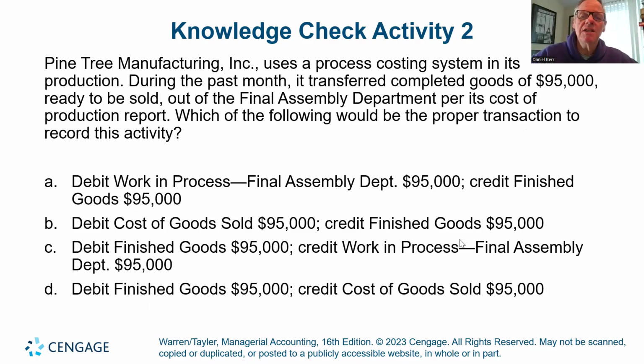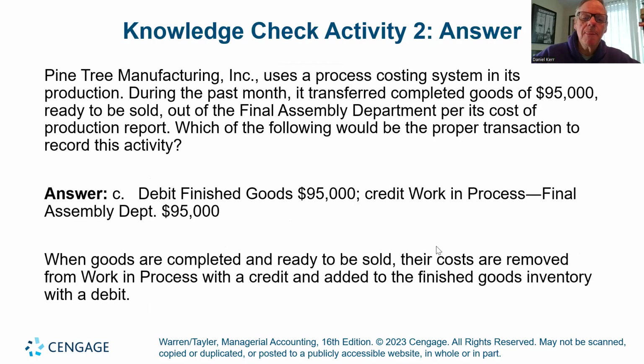But if you think of what the right answer is and had confidence in your reasoning, then go looking for the entry. So we're looking for an entry that increases finished goods by 95,000 and reduces the final assembly department by 95,000. And if that's my lens, if that's my criteria, it looks like C is a pretty good guess.